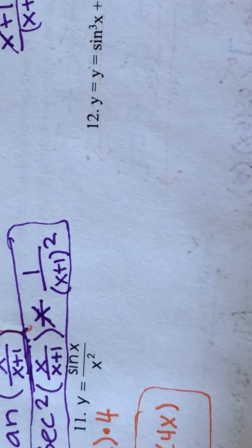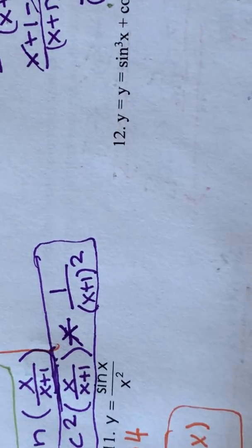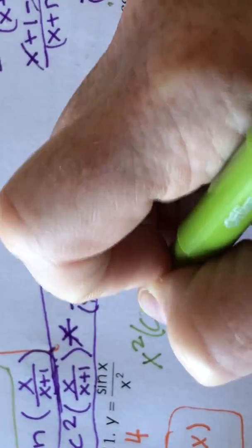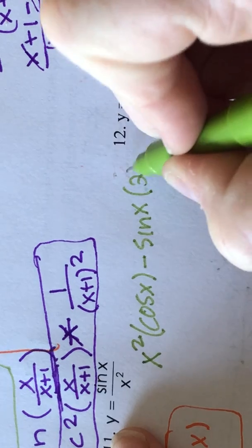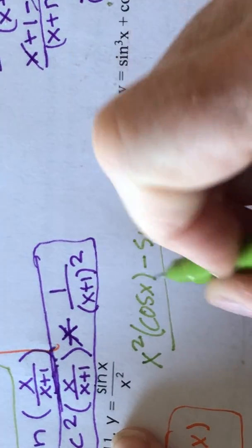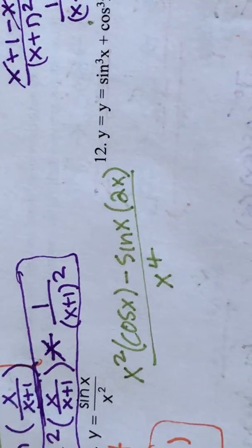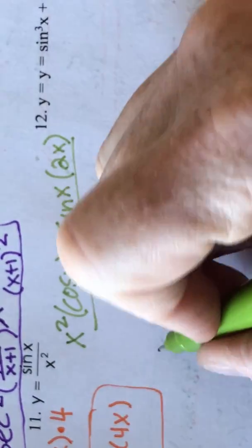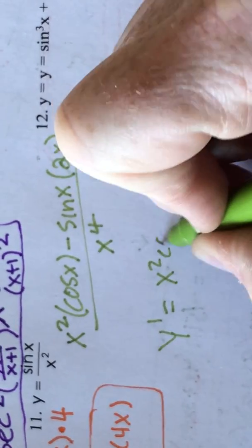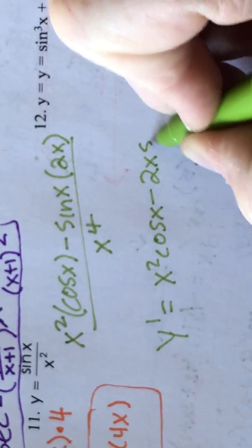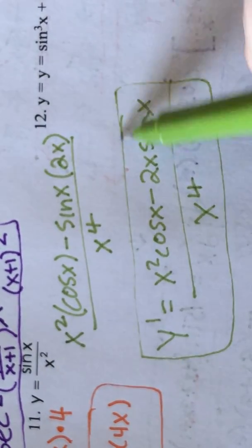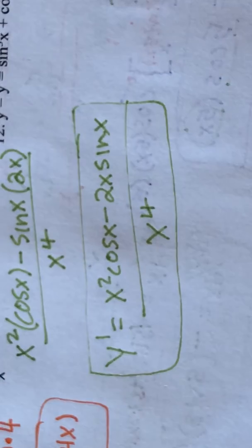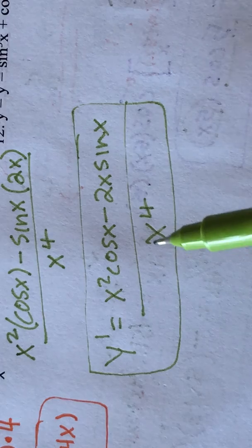All right, 11 is low d high minus high d low over low squared. Okay, so 11, low d high: x squared times derivative of sine x is cosine x, minus high sine x d low 2x, all over low, so x to the fourth. Okay, so for 11, y prime would be x squared cosine x minus 2x sine x all over x to the fourth. And don't worry about simplifying those x's for now. Let's just stick with that, okay? An x could come out of all of them.